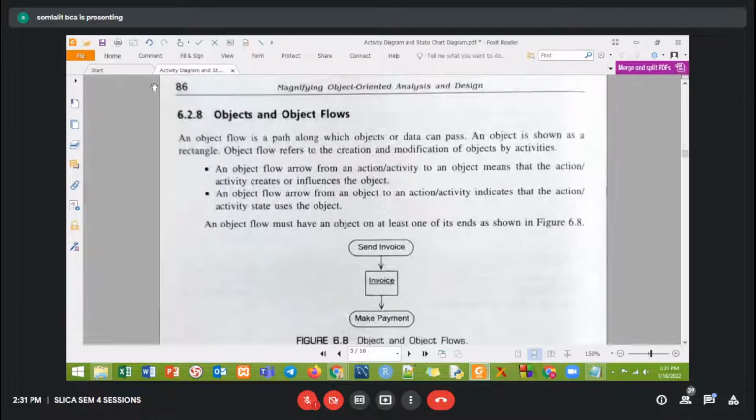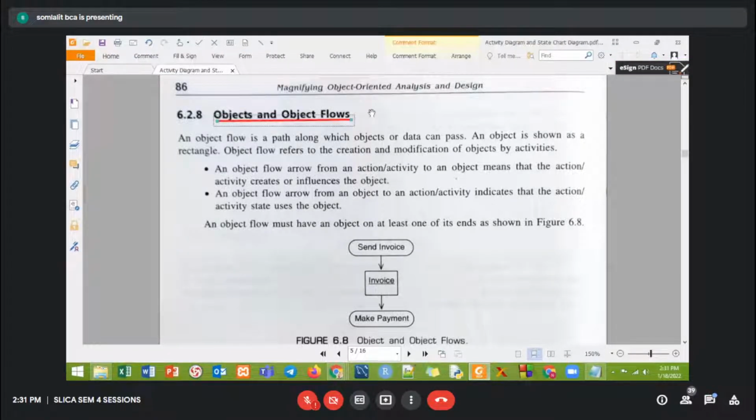The last component of the activity diagram is object and object flows. Okay, what do you mean by an object? First of all, an object flow refers to the creation and modification of objects by activities. If you are trying to modify certain objects or create some kind of objects, at that time you need to show object flow. Now this is basically an object flow. It says send invoice. So what is going? Invoice is going. Invoice is basically a report.